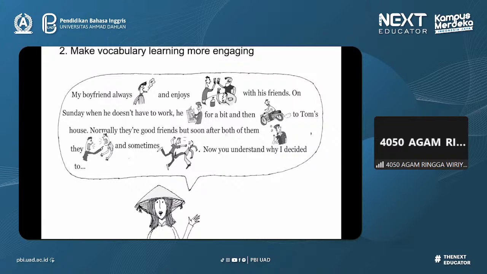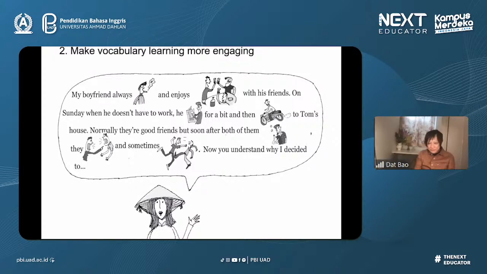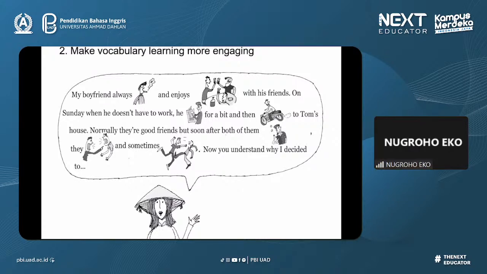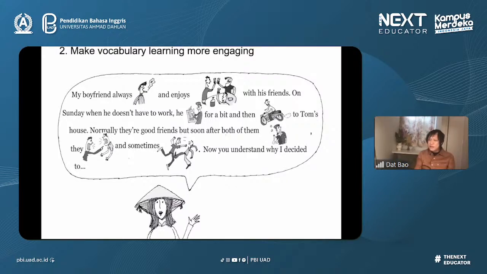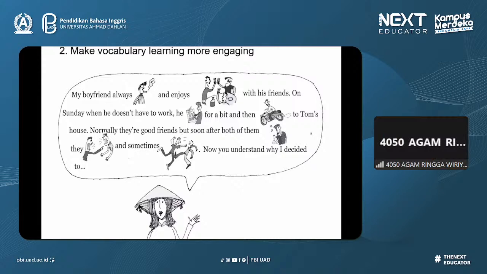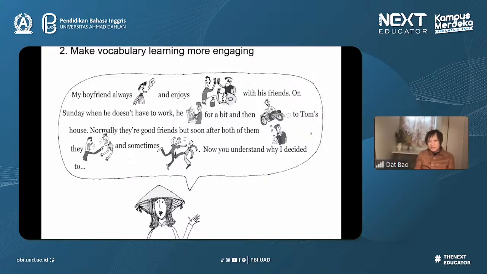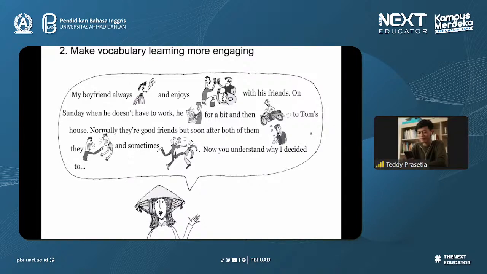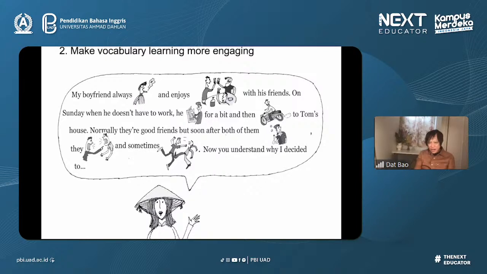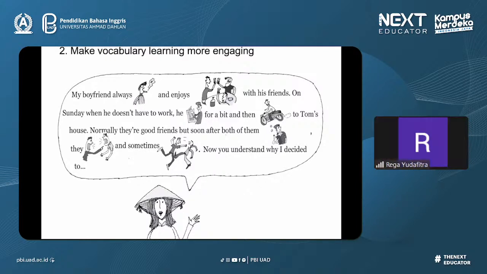Read. And then? Ride, to Tom's house. Tom is his friend. Normally they're good friends, but soon after both of them get drunk, they fight or argue, and sometimes punch each other. And then can you continue? Now let's use imagination and continue. Now you understand why I decided to break up with him. To break up with him.